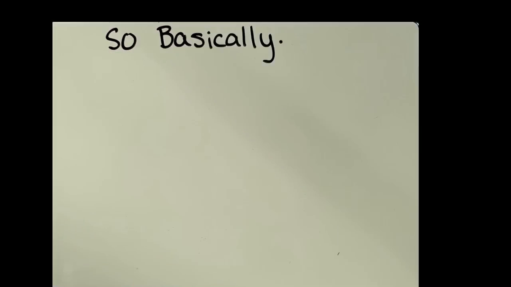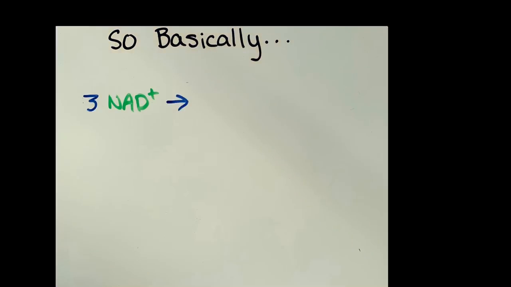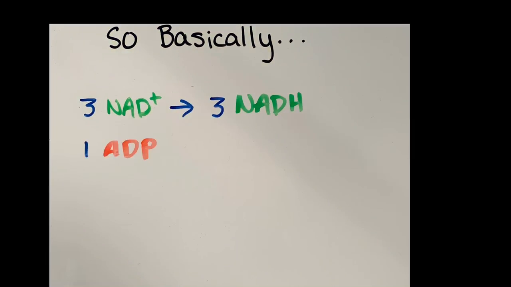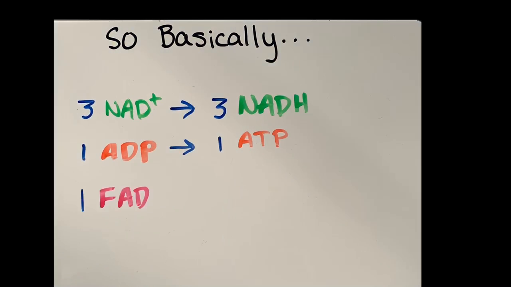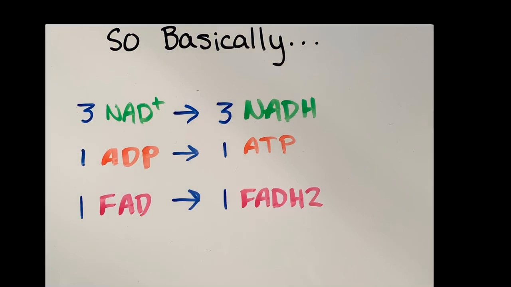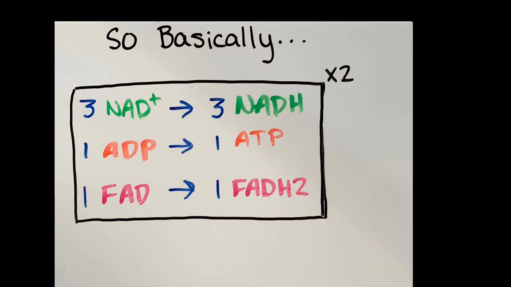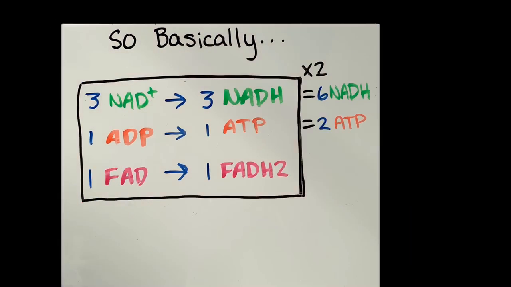The result of the Krebs cycle is that for each turn, 3 NAD+ get reduced to NADH, an ADP turns into an ATP, and an FAD turns into an FADH2. Once again, this happens twice because this is for each of the acetyl-CoA, so in total you'll end up with 6 NADH, 2 ATP, and 2 FADH2.